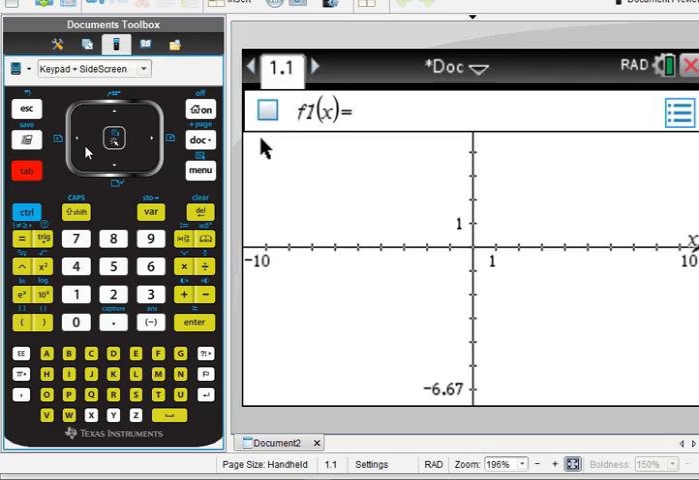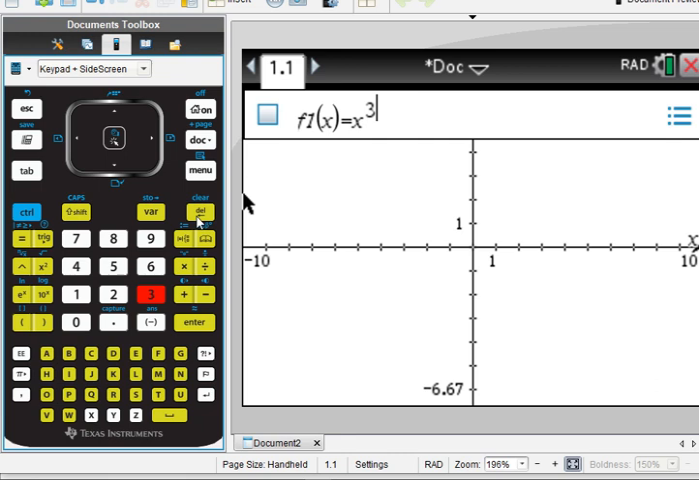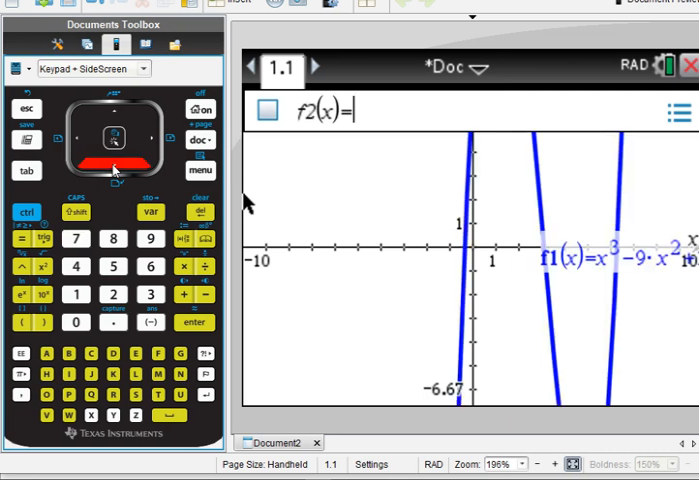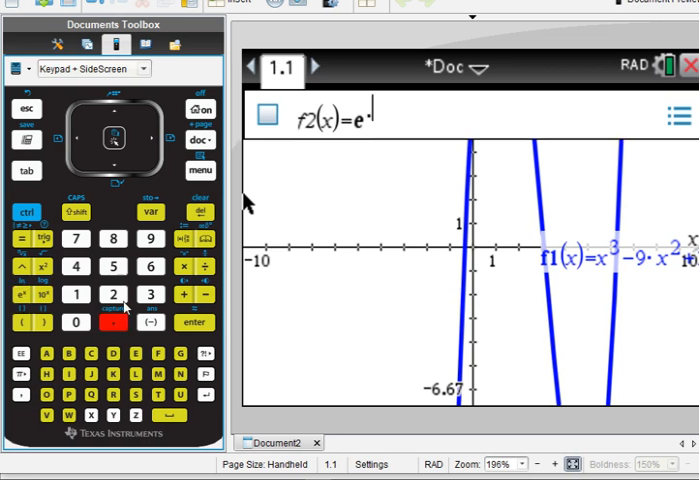I'll just have x cubed minus 9x squared plus 16x plus 7. Then hit the down arrow, and then our g of x is e. Now here you don't have to put the parentheses because it keeps it up in the exponent there, 0.23x.